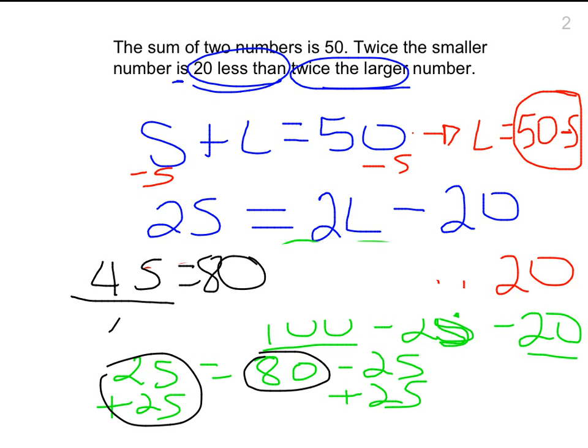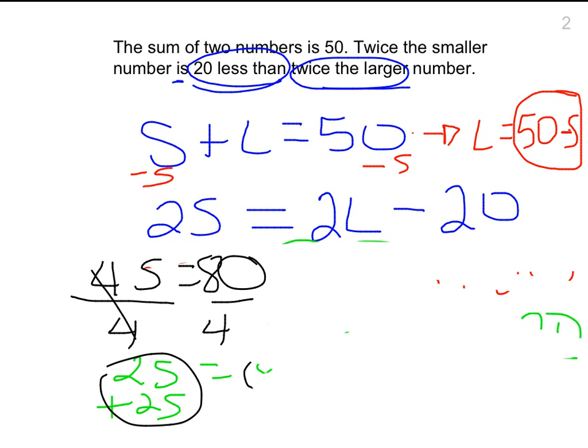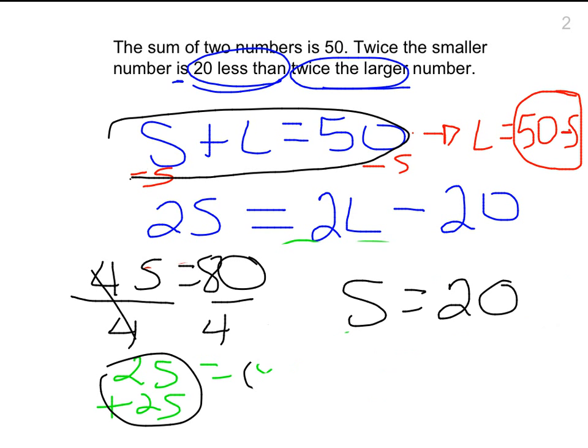And then divide by 4 on both sides. And so that gives us, I'll erase again. There we go. So we know that S equals 20. Well, if the sum of the two of them, S smaller plus the larger, is 50, then that means that the larger must be 30. And that's it on that one.